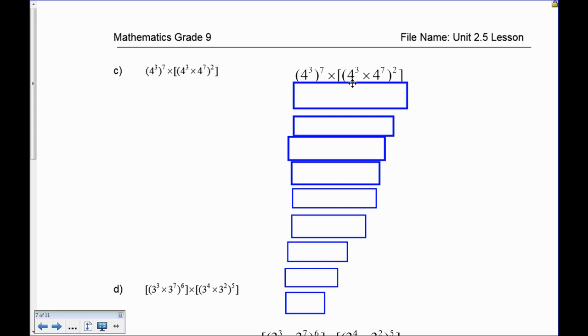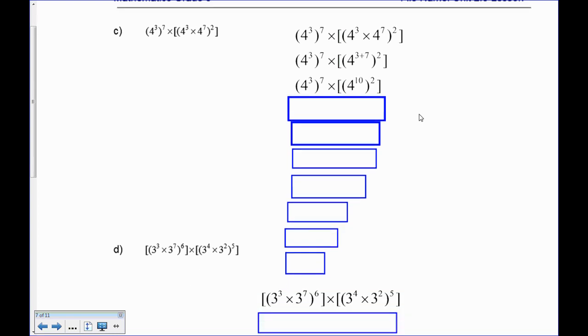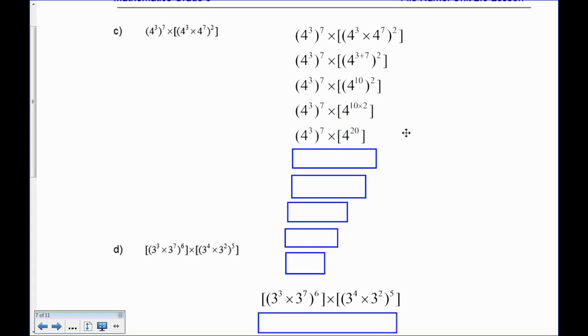When you multiply things that have the same base, we simply add the exponents. So 4 to the 3 plus 7 gives us 4 to the 10. I'm still inside the brackets, so I've got to continue here. 4 to the 10, all raised to the power of 2, gives me 4 to the 10 times 2. Multiplying 10 times 2 gives me 4 to the 20. At this point you can drop the brackets or you can keep them.